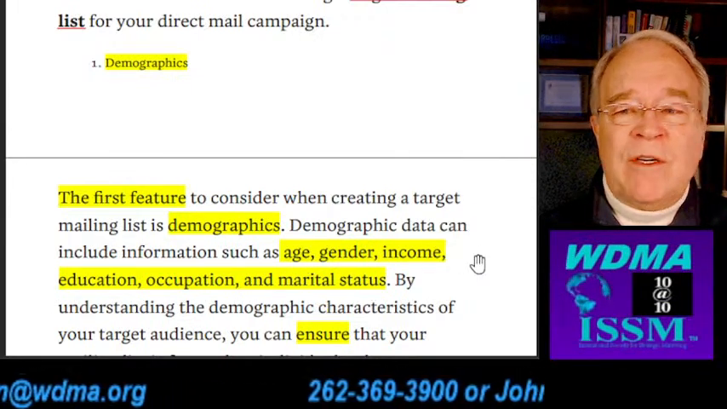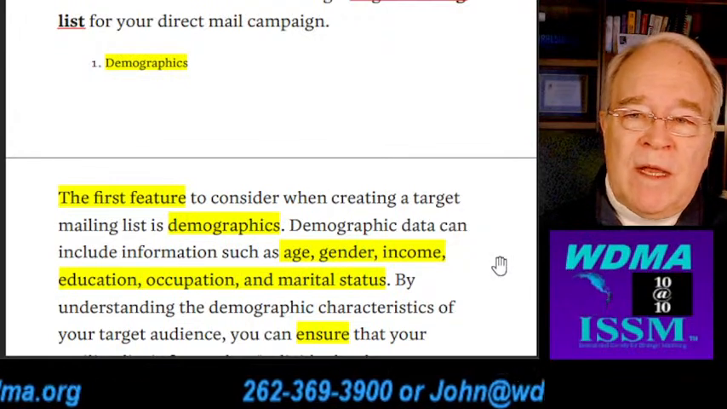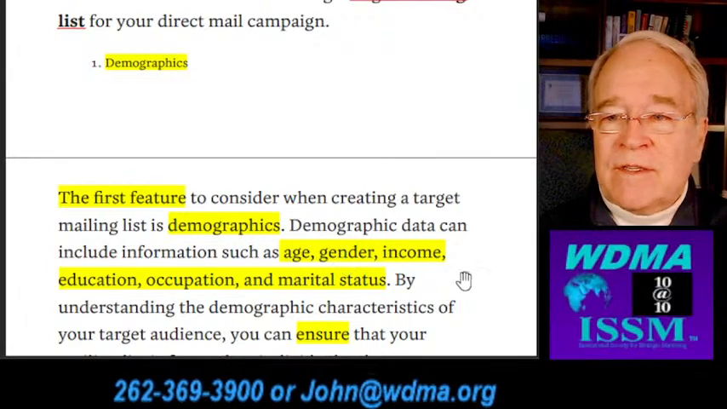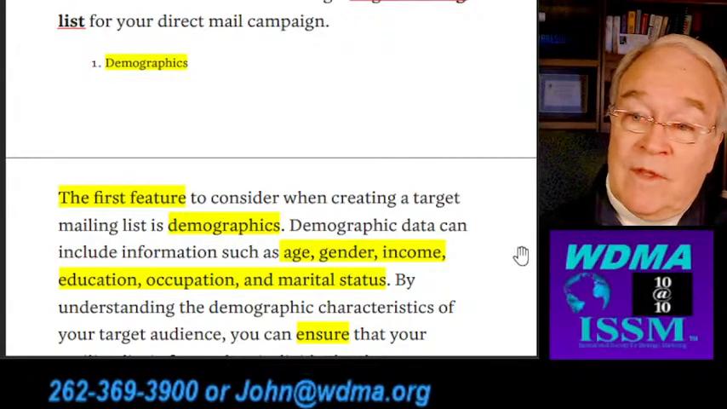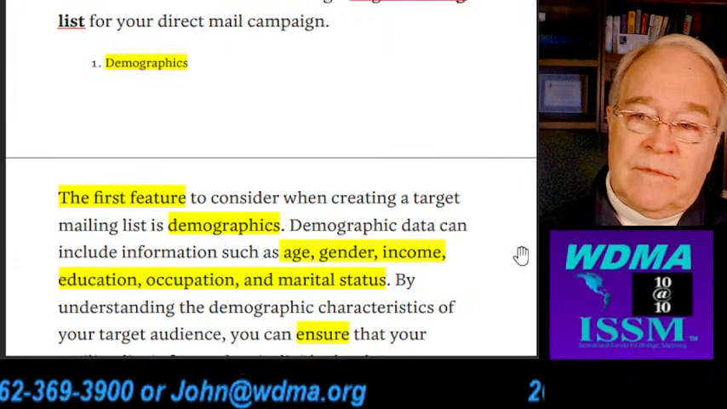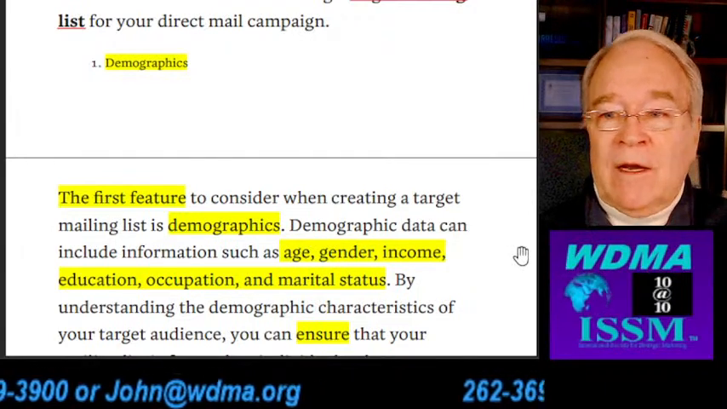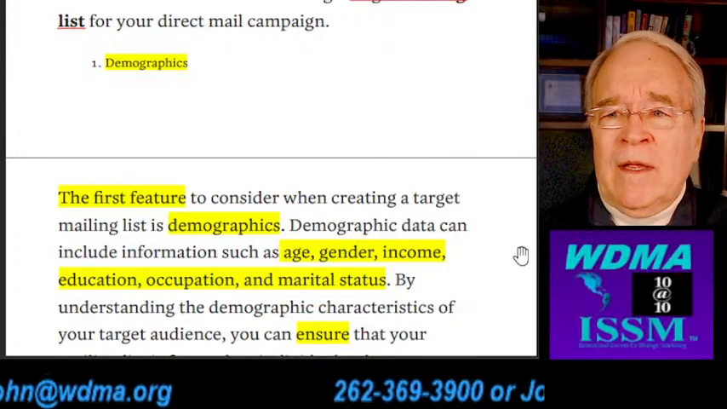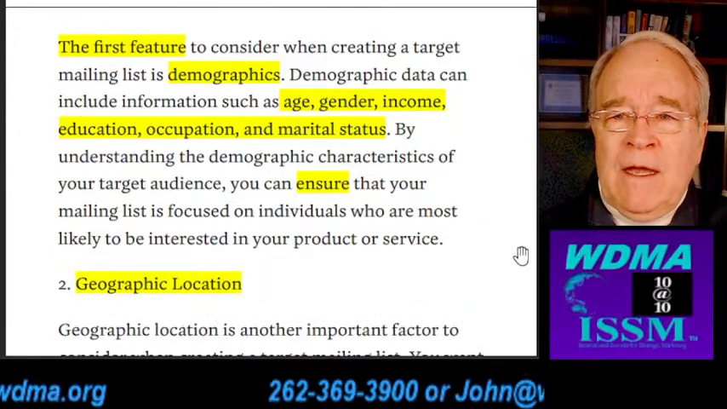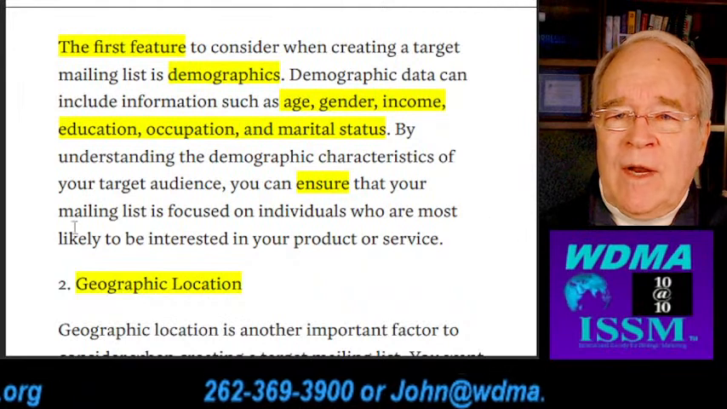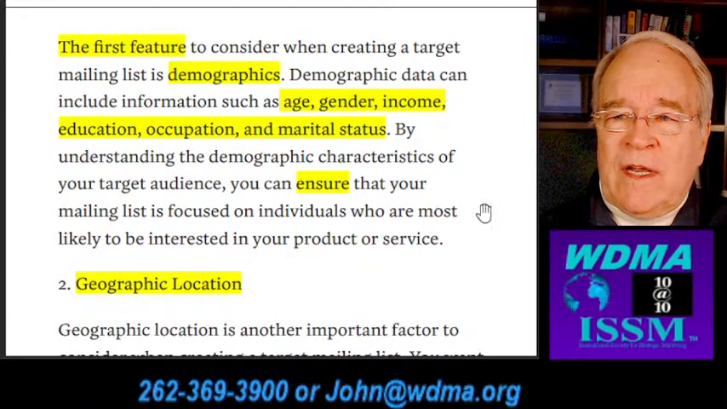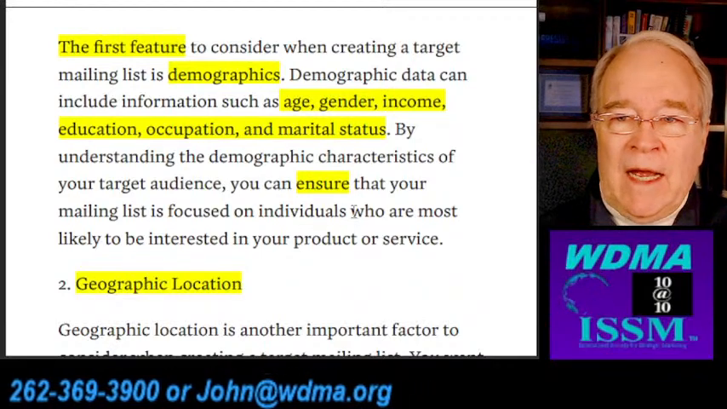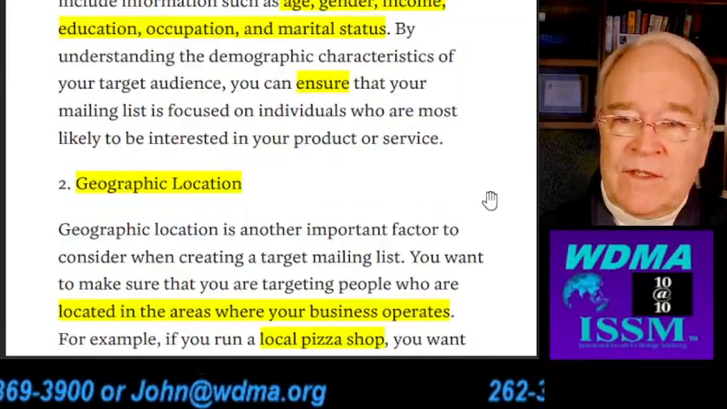If they include this information, you have to be very suspicious about it, because when they go back and test even gender, it's like the gender is 50-50 to be accurate. It's no better than a coin flip. You can't trust it. But it can ensure that your mailing list is focused on individuals. You don't really buy a list of individuals. You buy a group, and that's what mailing lists are like.